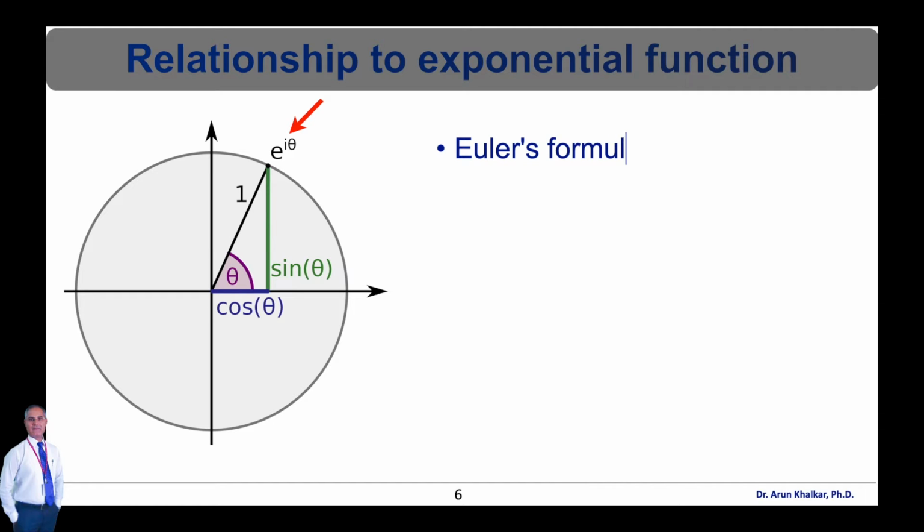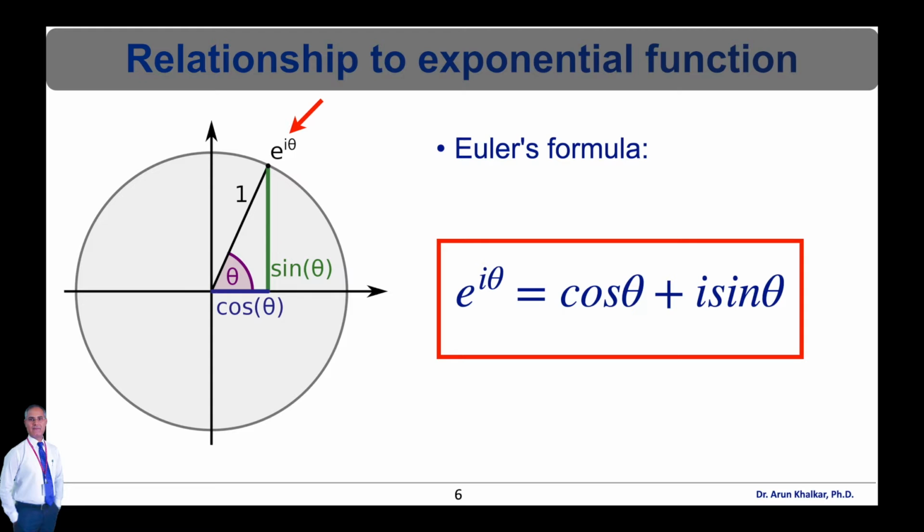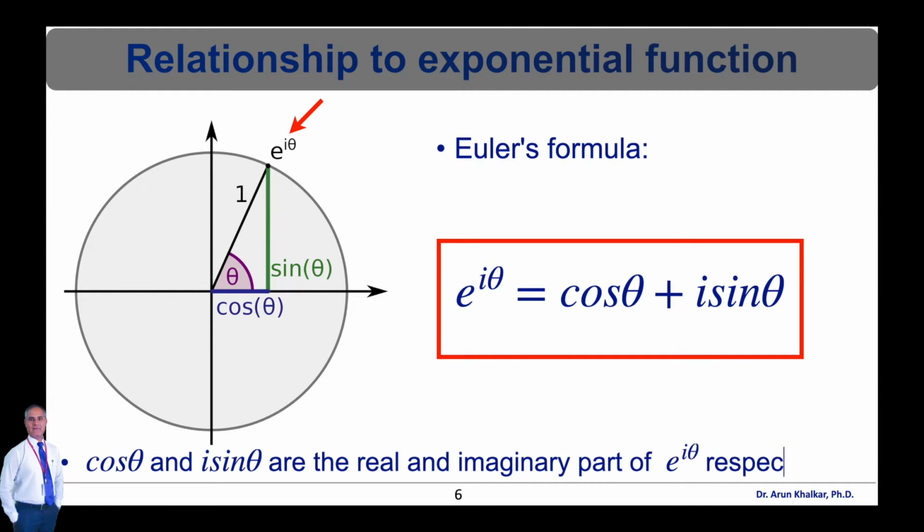This formula is commonly considered for real values of theta, but it remains true for all complex values. Cos theta and sin theta are the real and imaginary parts of exponential of i theta respectively. So as shown in this figure, the exponential of i theta is shown.